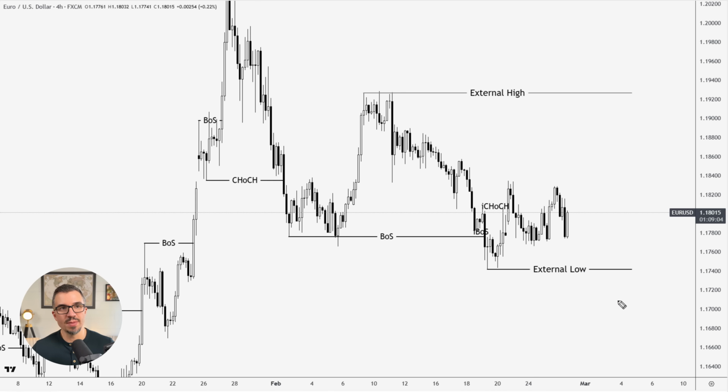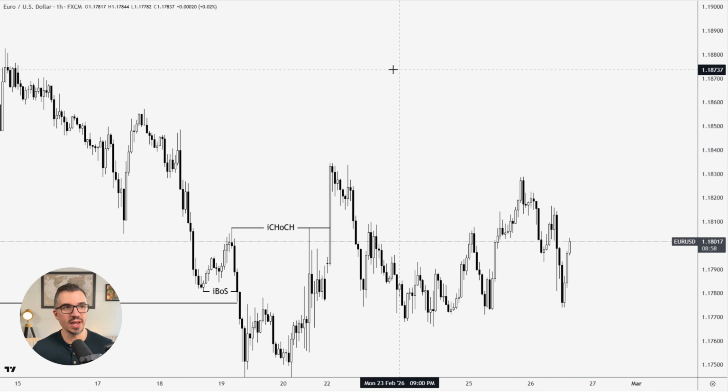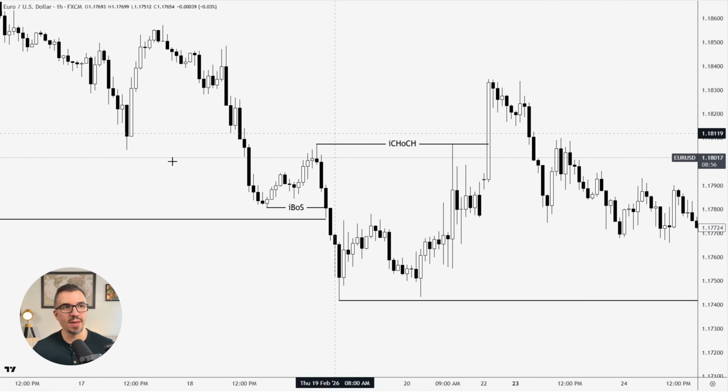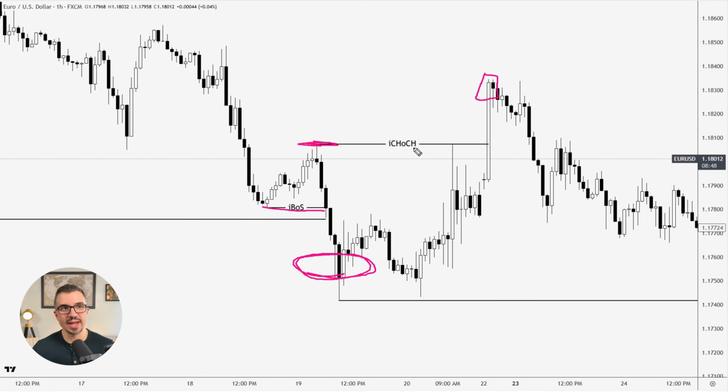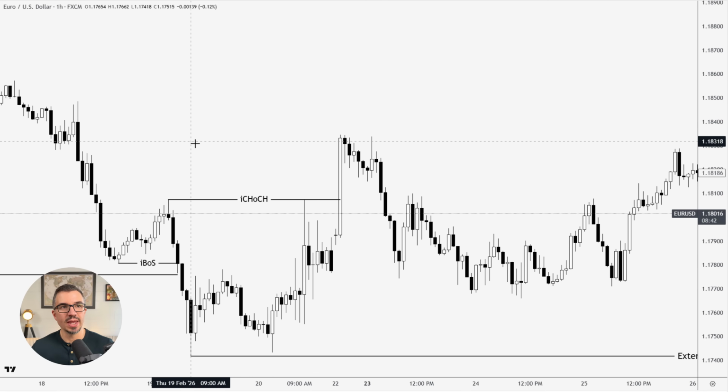Now, at the same time though, let's talk about what's happening internally. Here on the 1-hour time frame, you can see where internally we have that IBOS back here. So we have the breakdown here, sellers in control. This is our external high. Once we have the close above here, this gives us that internal change of character. So internally, we do have a bullish shift. But here's the thing.